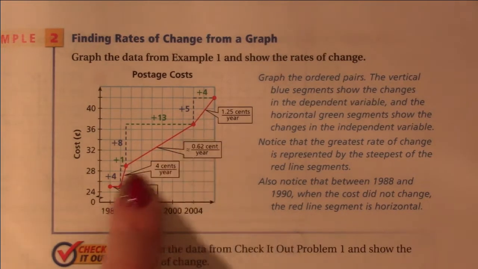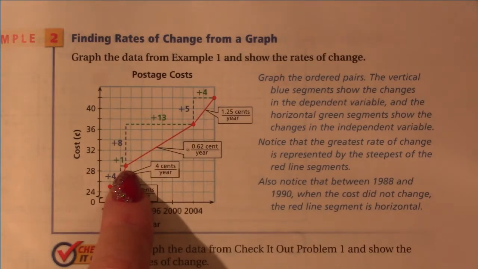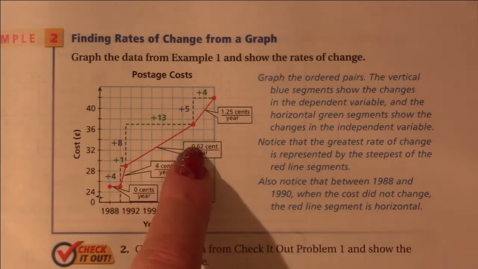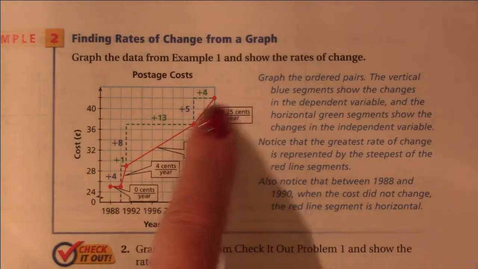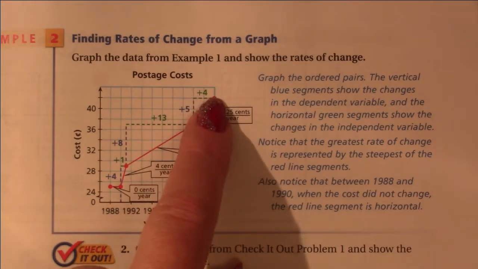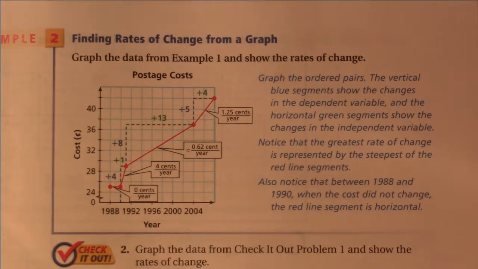From this point to this point, it goes up 8 and over 13. So the change in y is 8 and the change in x is 13. And when you do 8 divided by 13, you get 0.62. From here to here, you go up 5 and over 4, and 5 divided by 4 is 1.25 cents per year. Now, check it out.